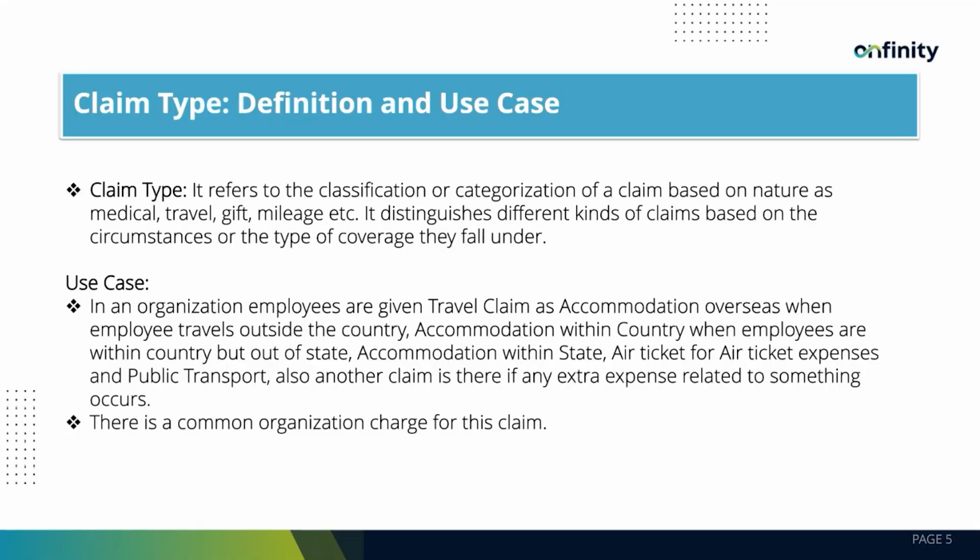In practice, organizations often provide various travel related claims. These include accommodation overseas, which applies when employees travel internationally. There is also accommodation within country, for when employees travel within the country but outside their state, and accommodation within state. Furthermore, air tickets are provided for flight expenses, and public transport is covered. Miscellaneous claims account for any other unexpected expenses. Each claim must be associated with a common organizational charge for proper tracking and processing.